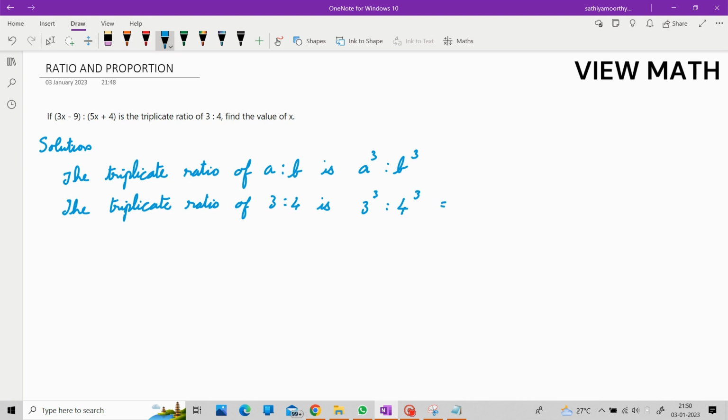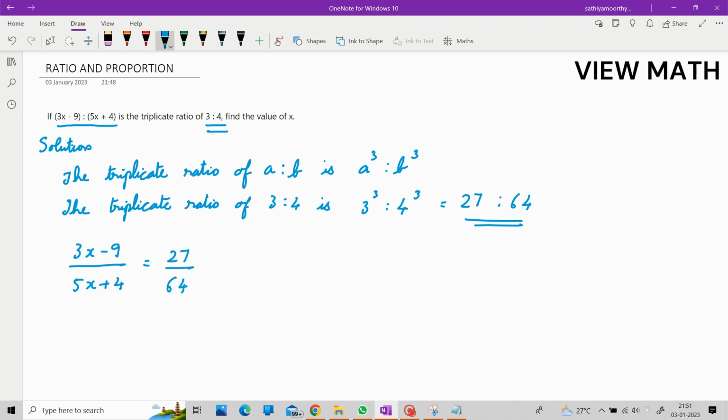Which is equal to 3 cube is 27 : 4 cube is 4 into 4 into 4 is 64. Here in this problem it is given that (3x minus 9) : (5x plus 4) is the triplicate ratio of 3 : 4. So let me equate it. (3x minus 9) by (5x plus 4) is the triplicate ratio of 3 : 4. Just now we found out the triplicate ratio of 3 : 4 is 27 : 64. So let me equate it to 27 by 64.